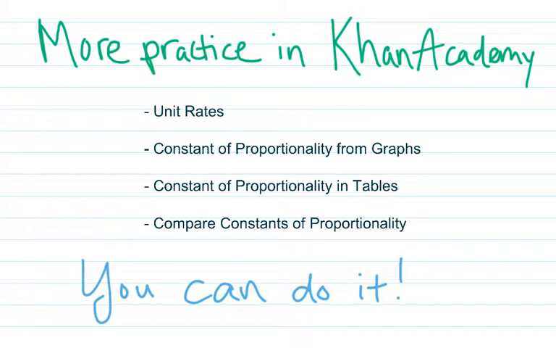Here are your 4 practice assignments in Khan Academy. 4 looks like a lot. These should go pretty quick. Unit rates, constant of proportionality from graphs, in tables, and comparing them. You got this. Let us see what you know.